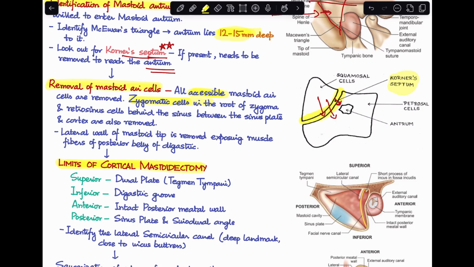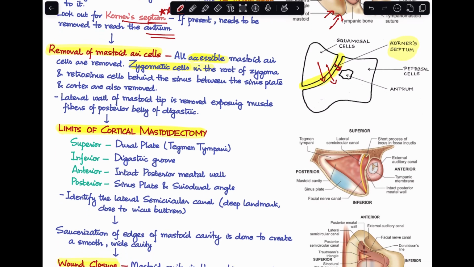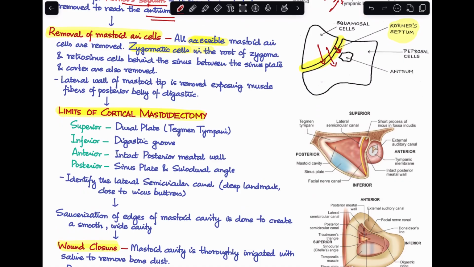Now, lastly, we also go towards the tip of the mastoid. If you see in the image, this is the tip of the mastoid. You remove the lateral wall of this mastoid tip as well, and that exposes the muscle fibers of the posterior belly of digastric. So, this is our inferior limit. This step is all about removing any accessible mastoid air cell that you can remove. So, this here is when we reach the limits of cortical mastoidectomy.